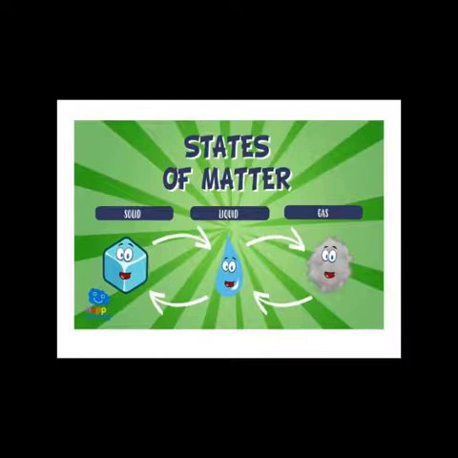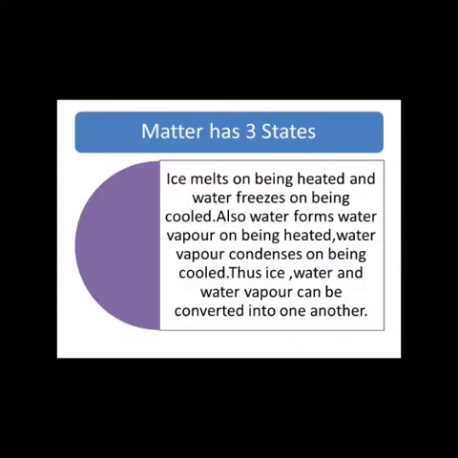Water, milk, honey, they are in liquid state. And the air we see around us is in the gaseous state. I hope it might be clear to you, my dear students. Let us move further. Matter has three states. Ice melts on being heated, and water freezes on being cooled. And water forms water vapor on being heated, and again when we cool water vapor, it gets converted into water. Thus, ice, water and water vapor can be converted from one form to another form.